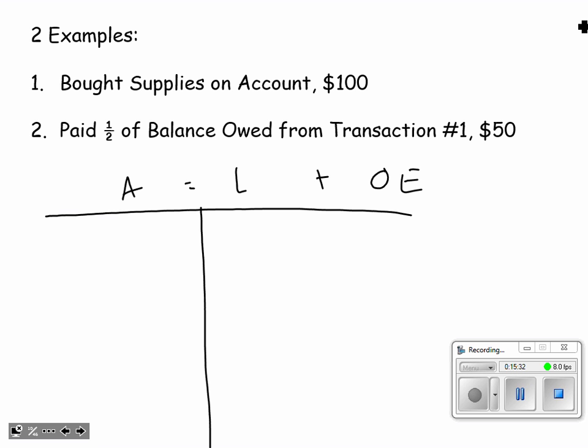In the first one, we're going to buy supplies on account. On the second one, we're going to pay half of the balance owed from transaction 1. And instead of putting it on that giant table that we did in the last chapter, we're going to put it under accounts instead. T accounts, that is. Start drawing this stuff.